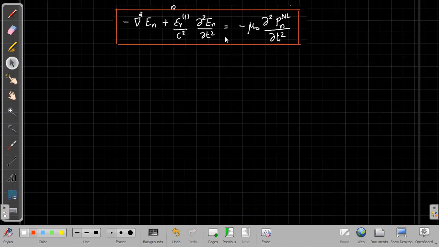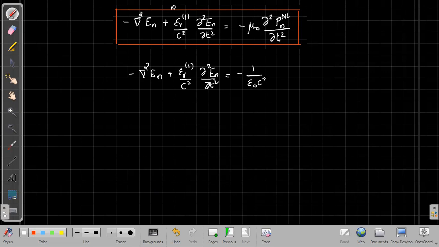So we can further simplify this. We can change mu 0 into epsilon 0. So it can be written as del square E n plus epsilon R1 by c square, dou square E n by dou t square, equal to minus 1 by epsilon 0 c square, dou square P n NL divided by dou t square. So that means we have got the wave equation in nonlinear media, a nonlinear crystal.